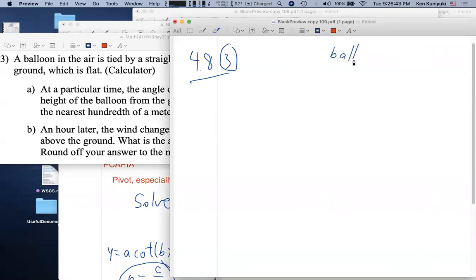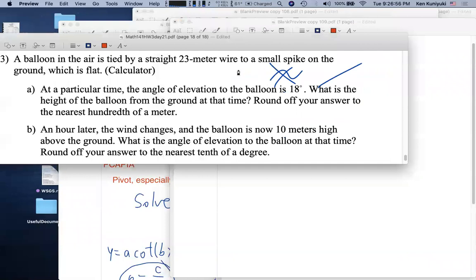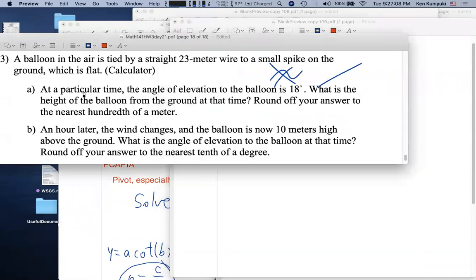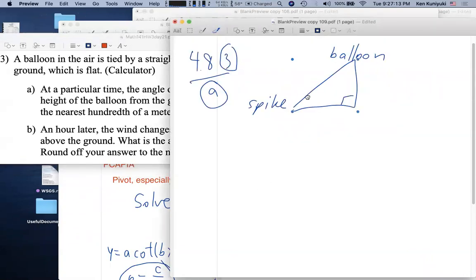It's good to write this out. The spike, the nail, is over here. The triangle basically looks like that on the ground, which is flat. So the ground's flat, it's not an incline. All right, so it's a right angle here. Now part A. For A, at a particular time, the angle of elevation to the balloon is 18 degrees. That's this angle here.